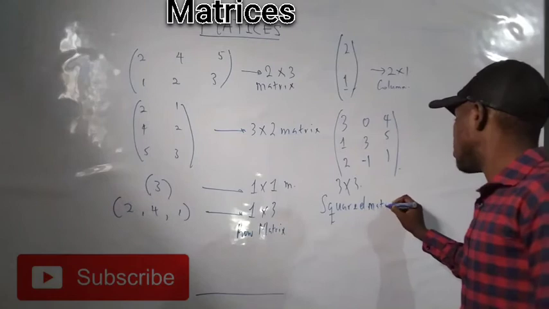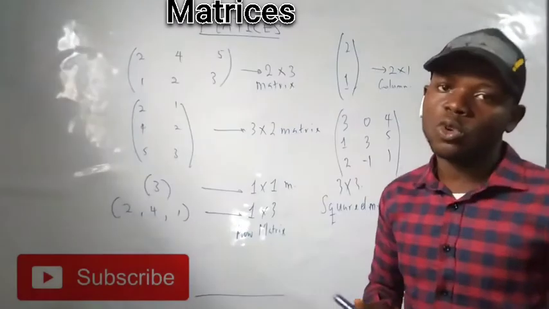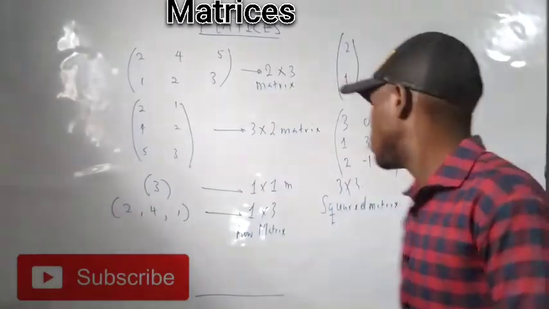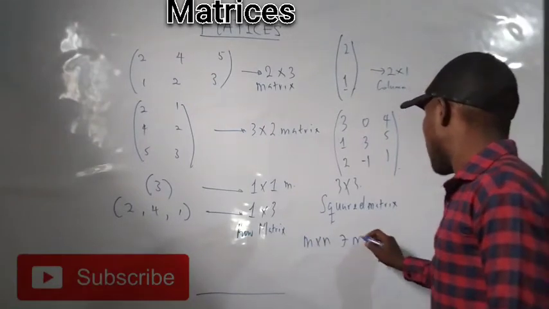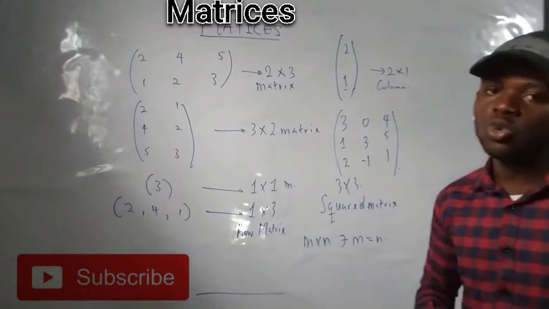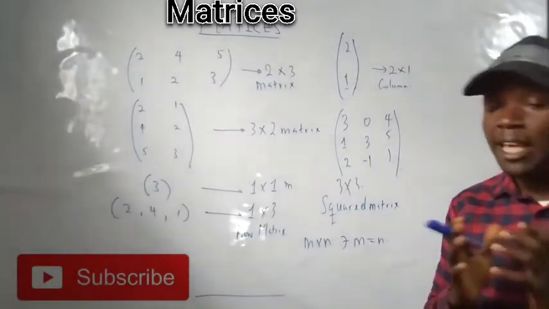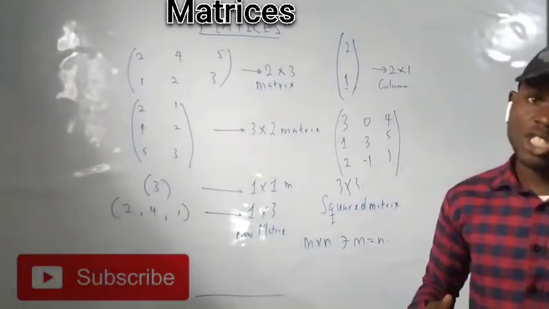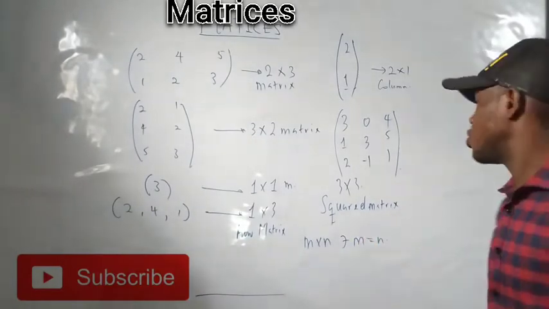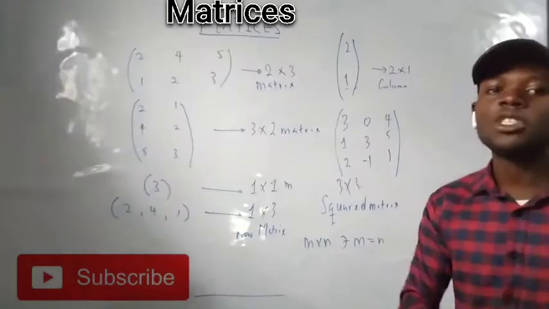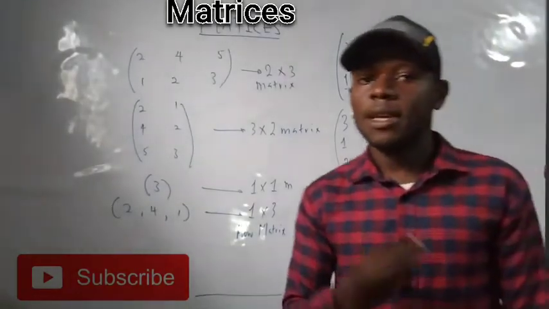Now, what do we call a square matrix? A square matrix is a matrix that has an equal number of rows and columns. That is to say, it is an m by n matrix such that m is equal to n. The number of rows is equal to the number of columns. Such a matrix is referred to as a square matrix.